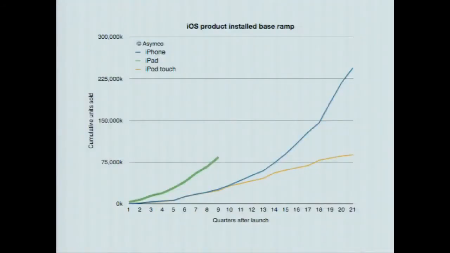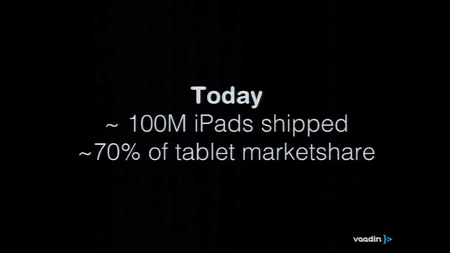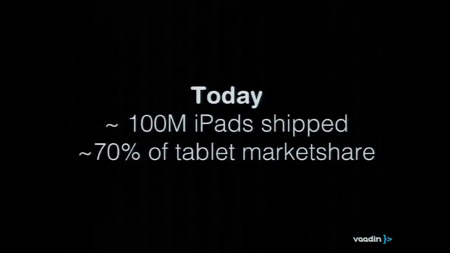So I don't know if you have seen these adoption curves, but this is basically a device that has been adopted faster than any other device in the history of technology. So this blue line here is iPhone, and that's pretty fast. But this one is iPad, and these are quarters since the release. So today we are seeing something like 100 million iPads all around the world. And that's dominating the tablet market share. So when we're speaking about tablets, we are mostly speaking about iPads.